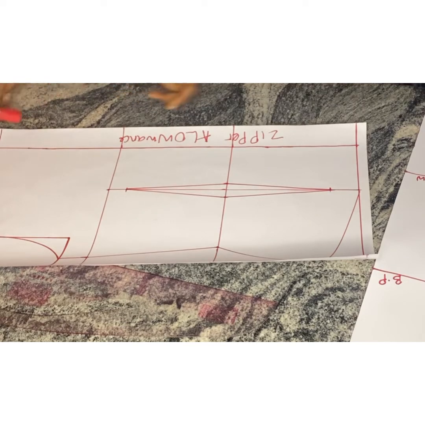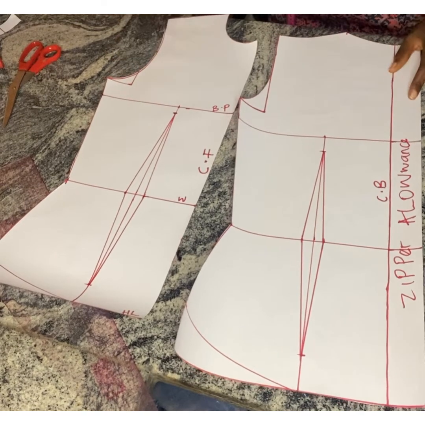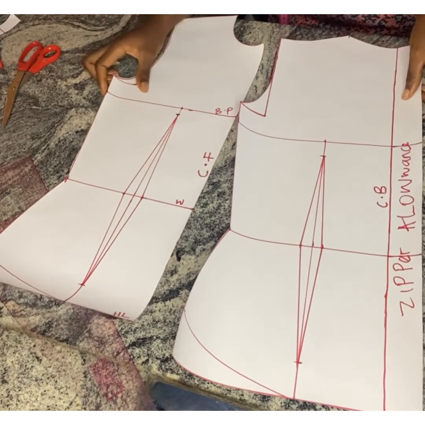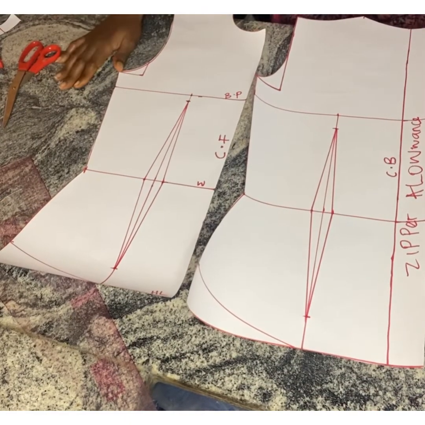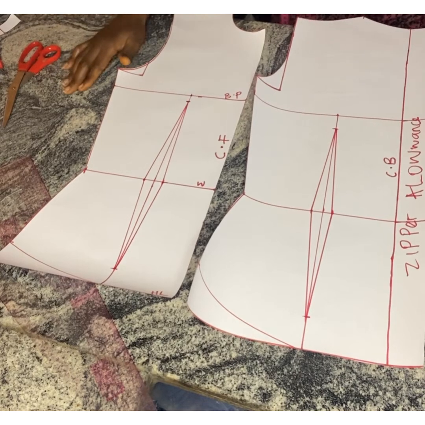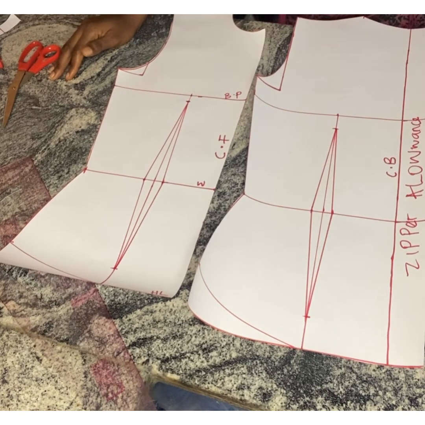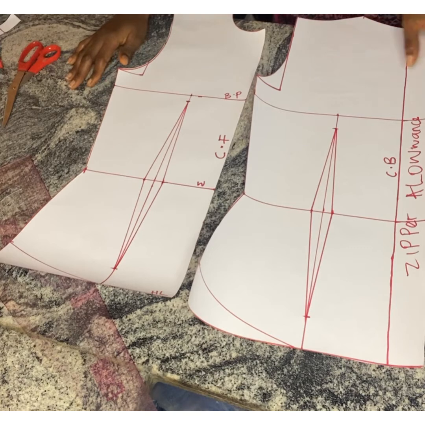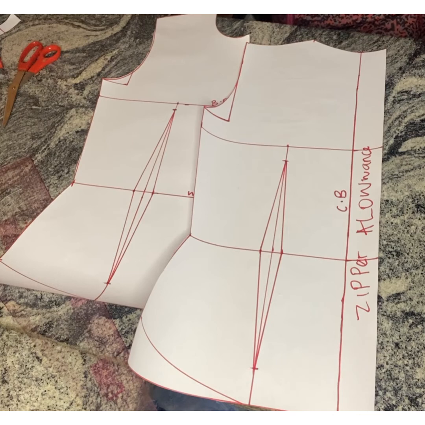So this is all about drafting the basic bodice, and this is what both front and back basic bodice look like. For that curved part, I won't be cutting it out, just in case I want to use the pattern for a style that doesn't require me to cut that part out, so I'll just be leaving it that way. So this is all about our basic bodice.